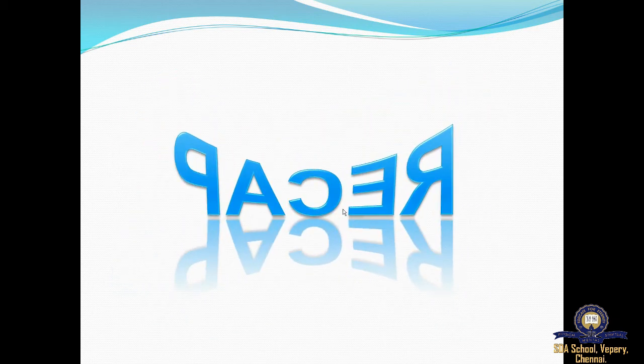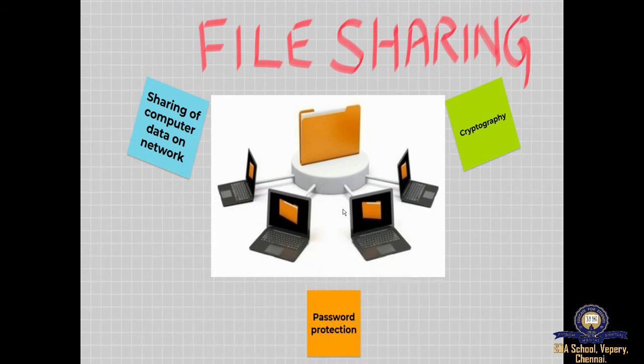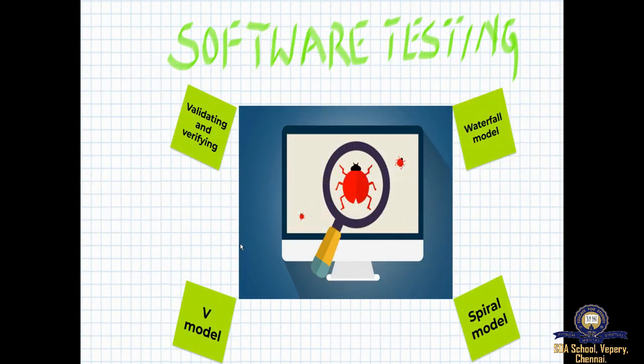Okay, now it's time to recap. The topics we have discussed are being recapped now. What is the first topic we have seen? Yes, file sharing. File sharing is nothing but sharing of computer data on your network. While sharing, you have to protect it with a password. This protection can be done using cryptography and even using firewalls. The next topic we have seen is software testing. Testing is nothing but validating and verifying your software. Some of the models or examples of software testing are the V model, spiral model and waterfall model. You are going to test your software to see whether it meets the requirements of the customer.